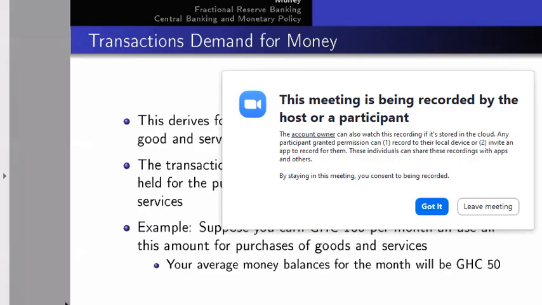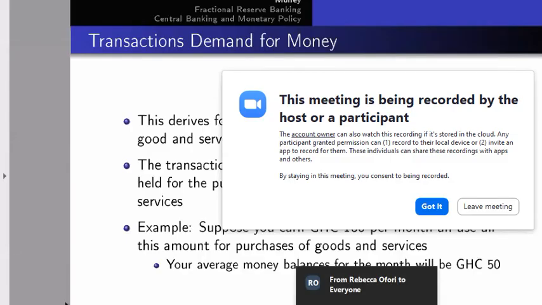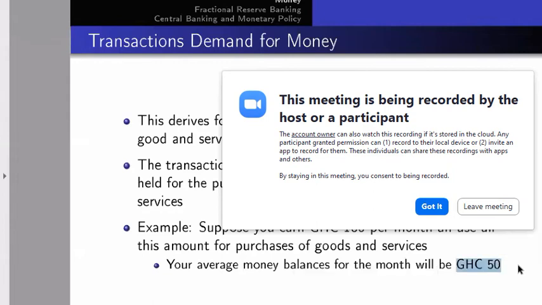So suppose you earn 100 cedis per month and you use all of this amount for the purchases of goods and services. Okay, so transactional demand, yes, I'll just cross-check this. I'm not so sure where the 50 is coming from. Okay, so I'll just cross-check that. So it's just the money you hold for your transactional purposes.